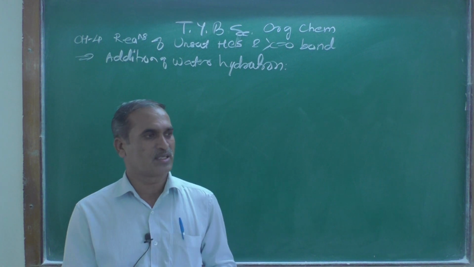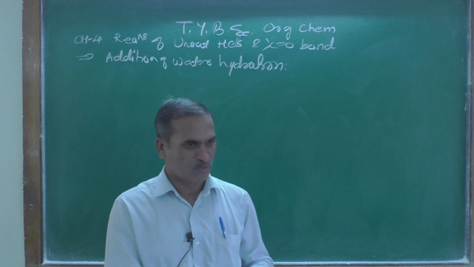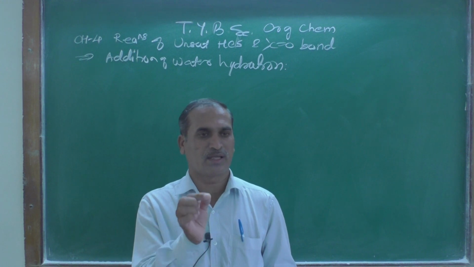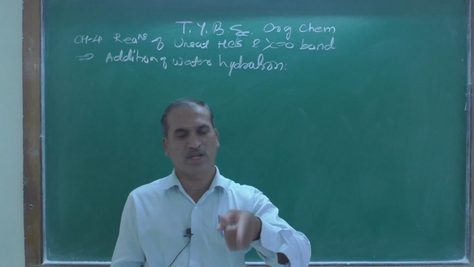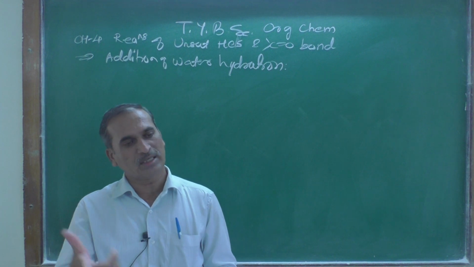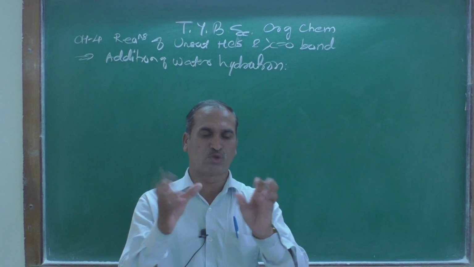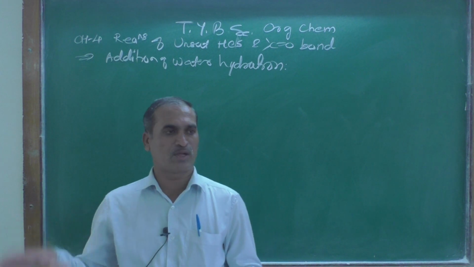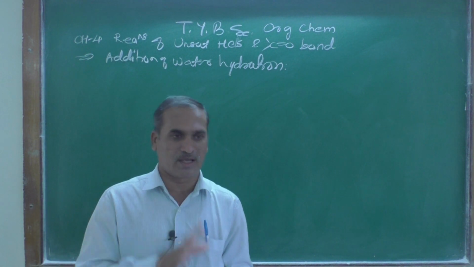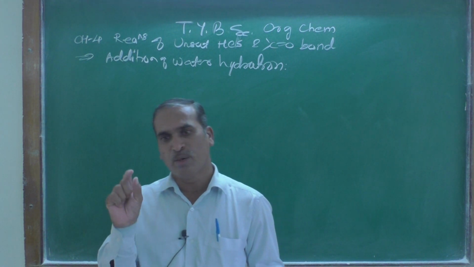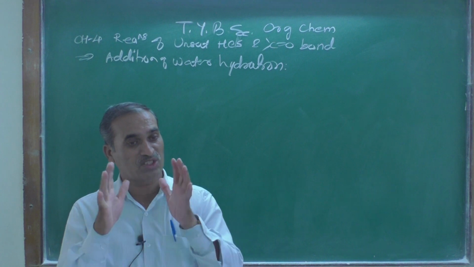But by using a special condition, we can stop the reaction at the first stage, giving the alkene. Suppose we take 2-butene and use a Lindlar catalyst. Lindlar catalyst is specifically prepared from palladium, and we get a cis-alkene.